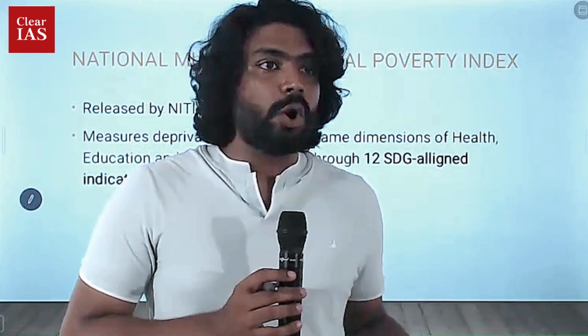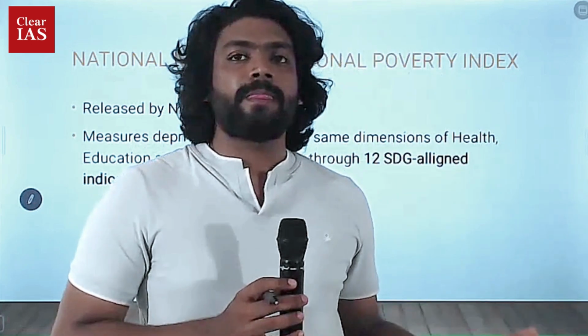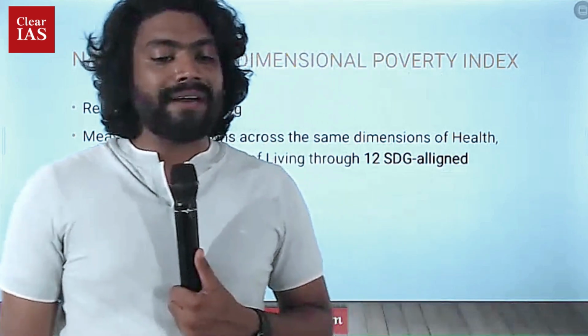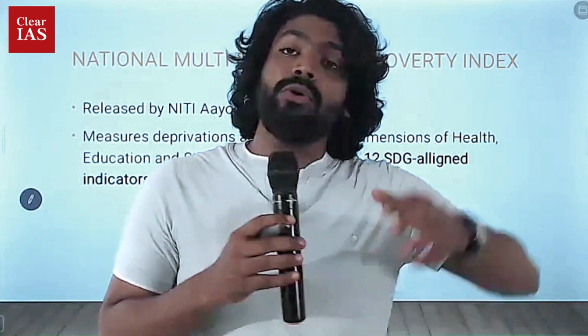Development Goals aligned indicators. Sustainable Development Goals: zero hunger, no poverty, sustainable cities, clean sanitation and drinking water. These are all sustainable development goals. So the National Multidimensional Poverty Index is actually based on measuring this quality of life, with indicators aligned to SDG indicators.